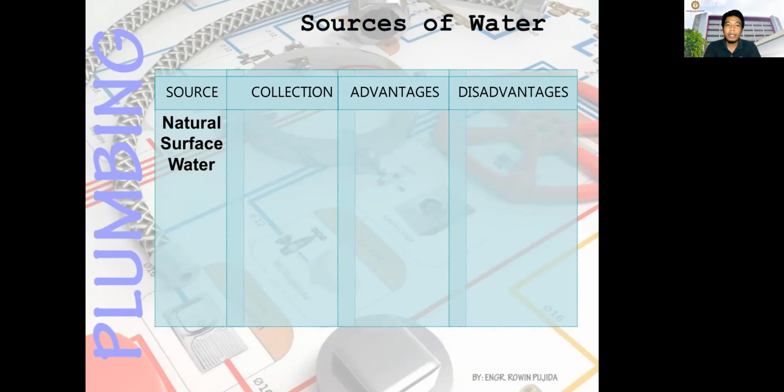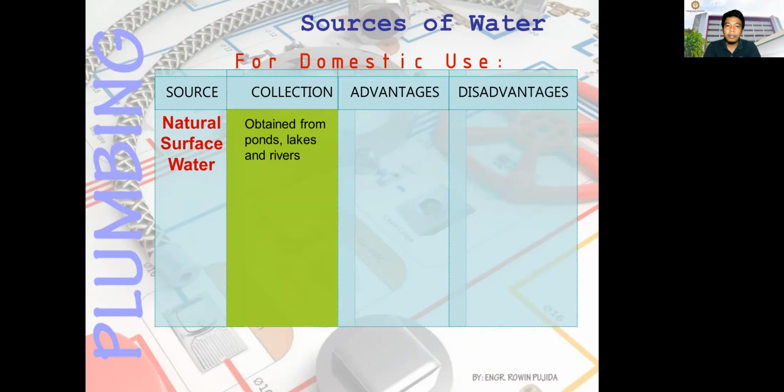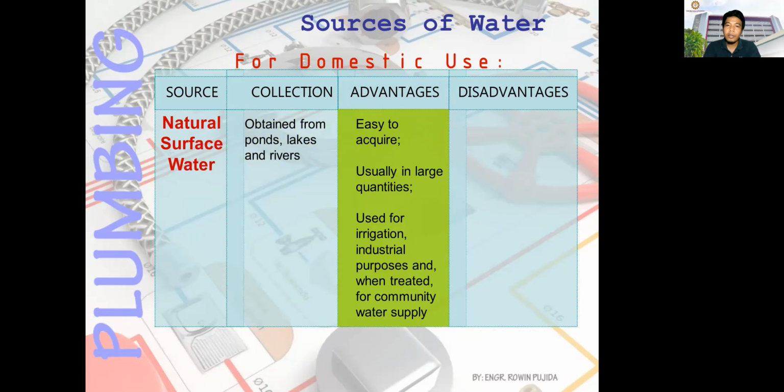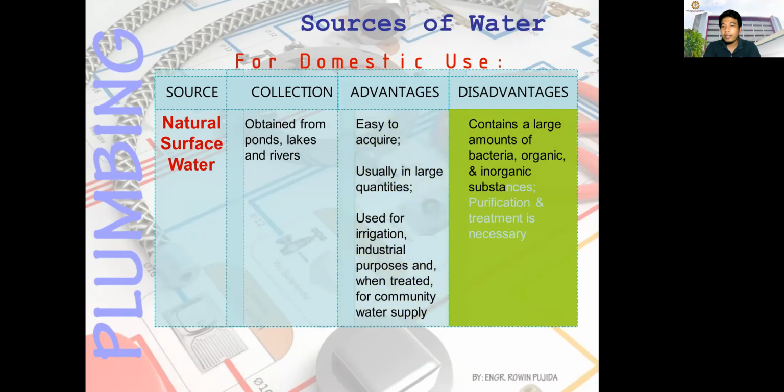Then another, you have the natural surface water. For the collection, it is obtained from ponds, lakes, and rivers through reservoirs and through penstocks. The advantages: it is easy to acquire, usually in large quantities, and used for irrigation, industrial purposes, and when treated, for community water supply. For the disadvantages, it contains a large amount of bacteria and organic and inorganic substances. Purification and treatment is necessary for natural surface water.